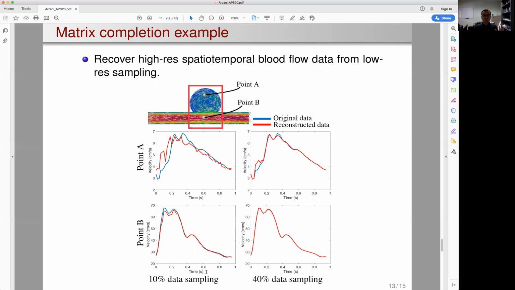And if you push it to the limit of only 10% data sampling, you can see that for point B in the parent artery, you can still get a fairly good agreement. Of course, there's more error now. And for point A, inside the aneurysm where we have much more complex blood flow data, the algorithm now starts to perform poorly with 10% data sampling, but it still can capture the general trends.